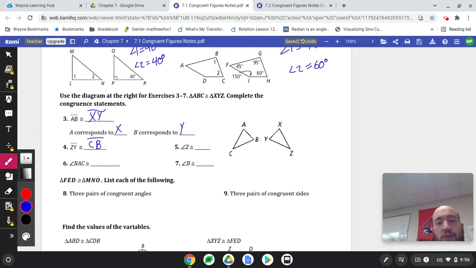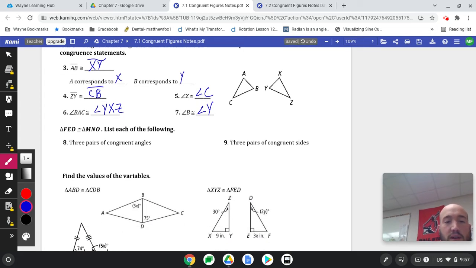Basically, you always match. Here they give us an angle, so we're going to give them an angle in return. Z would match up with angle C. Angle BAC, second, first, third, so that'll go with angle YXZ. Angle B is the second one, so that will go with angle Y.